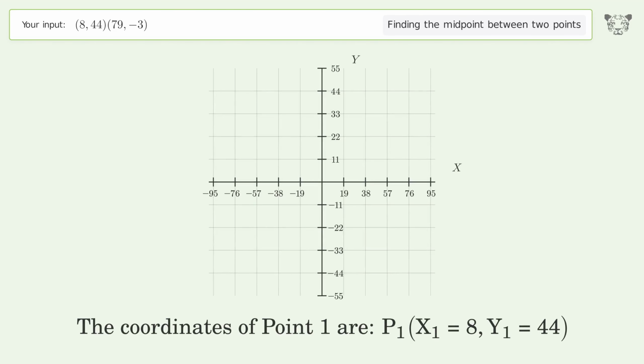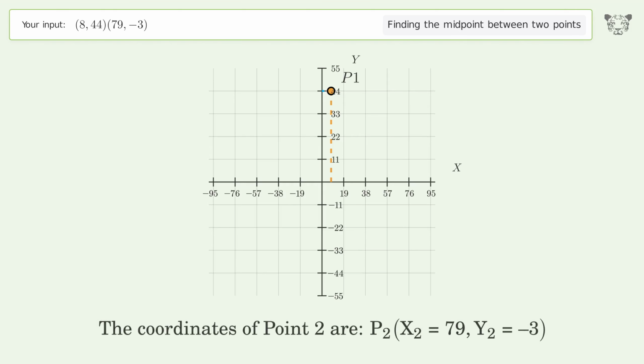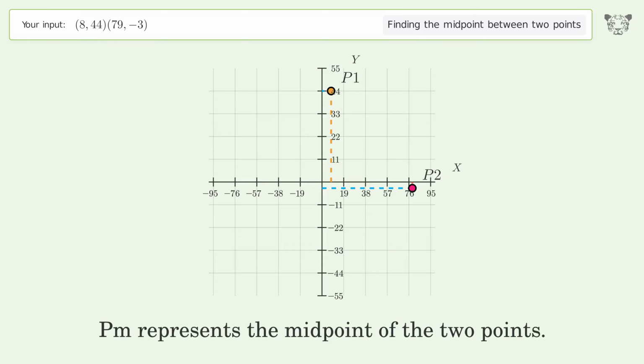The coordinates of point 1 are x1 equals 8, y1 equals 44. The coordinates of point 2 are x2 equals 79, y2 equals -3. PM represents the midpoint of the 2 points.